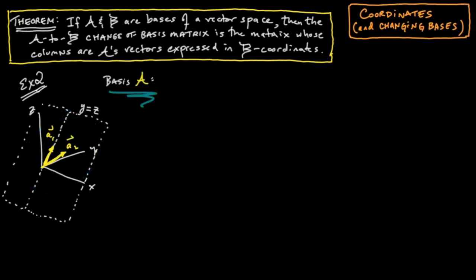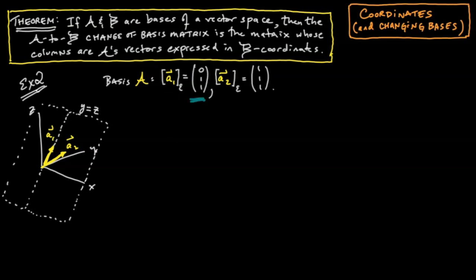Let's start with basis A, which consists of two vectors A1 and A2, and let's suppose that their standard coordinates in R3 are given by 0, 1, 1, and 1, 1, 1, respectively. Before we move on, let's verify that these two vectors do in fact constitute a basis for this subspace. First, do they actually lie in the subspace? Yes, they do, because the subspace is defined by the equation y equals z, and that equation holds for A1 and A2.